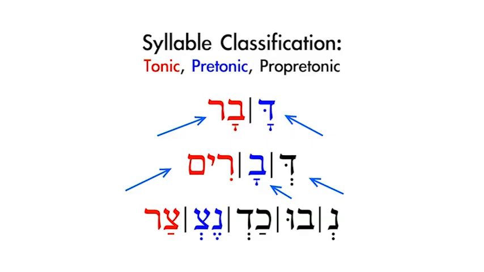In our last example, this is the Hebrew word for the proper noun Nebuchadnezzar. It's a nice long word, so it will show you. We have our tonic syllable at the end, our pretonic syllable right before that, and then we have three propretonic syllables, 1, 2, 3. This is the system of syllable classification that you need to learn for mastering how syllables work in Hebrew. Tonic, pretonic, and propretonic.